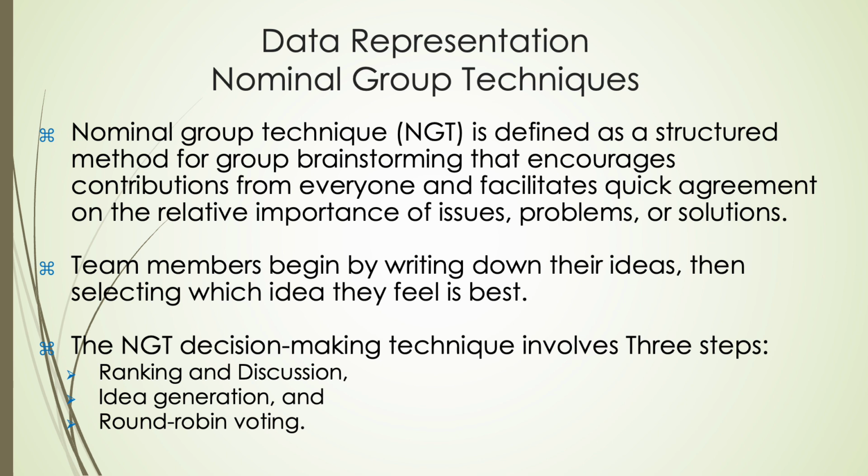The NGT decision-making process involves 3 steps. First is the idea generation. Team members propose ideas. Then, ranking and discussion. Ideas are ranked based on importance. Finally, round-robin voting. Voting helps prioritize ideas, allowing the group to quickly reach a consensus.